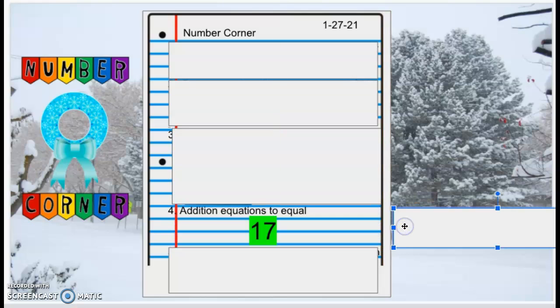Alrighty, friends, now we are moving on to number 4, and today you are going to write 10 addition equations that equal 17. Feel free, if you can think of more than 10, to write more. There are plenty more, but again, our job is to write at least 10 addition equations that equal 17. Press pause if you need more time for number 4.